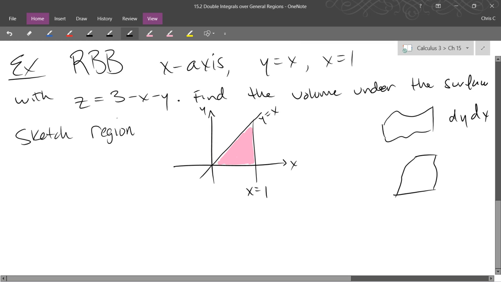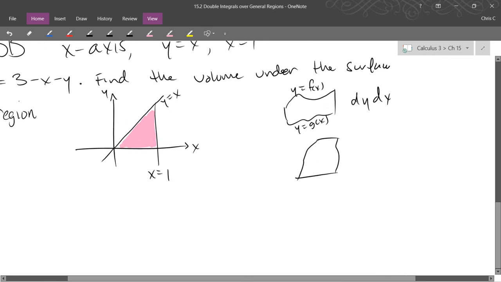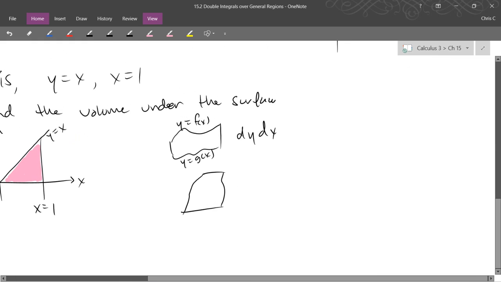That was a dy dx. And I needed y equals f of x, y equals g of x. So we needed a top and a bottom function. So let's go this first route right here. And I'm going to redraw the region. And we had an x boundary as well. And we went from A to B. So let's do the easy part. What is A and B? 0 and 1.